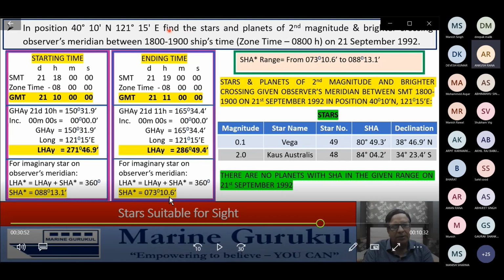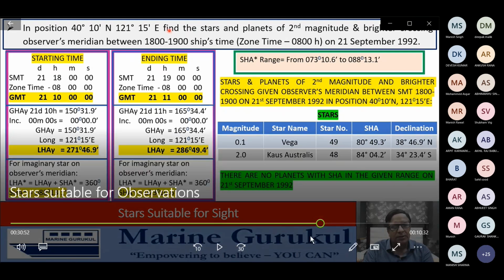Sir, stars of magnitude 2 means stars of magnitude greater than 1, no? Greater than 1 magnitude होना चाहिए, sir. Right, beta. Magnitude 2 means 1.1 to 2.0. Okay, second magnitude. Let me show you. You can take a screenshot of this table.